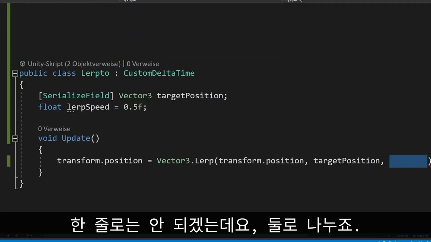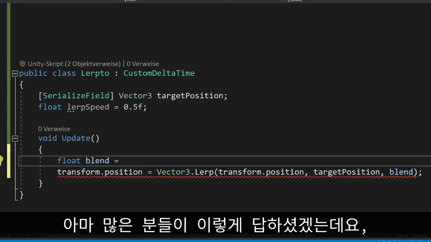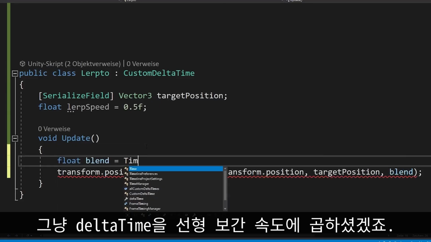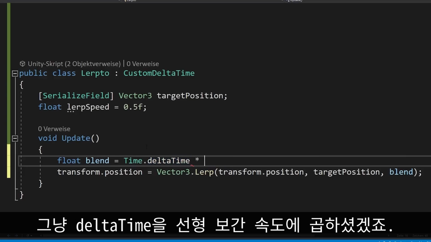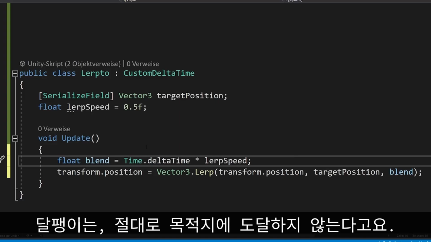I'm actually gonna split this into 2 lines. Let's put in a blend variable here. And I'm sure the solution most of you got is just time.deltaTime multiplied by lerp speed. Honestly, I don't even have to run this to prove to you that this can't possibly be correct. Because I told you, the snails never reach their target destination.